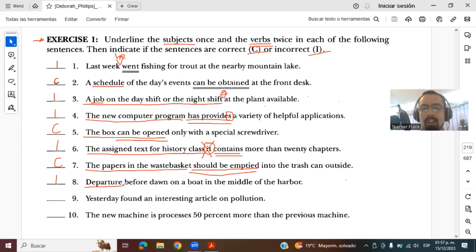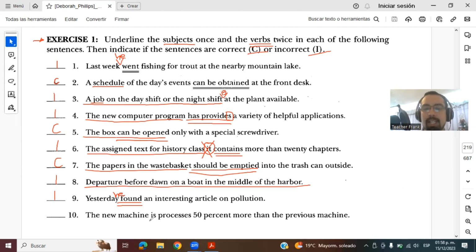We could say maybe departure before dawn on a boat in the middle of the harbor is the subject, but we don't have a verb, right? We don't have departure before dawn on a boat in the middle of the harbor is mandatory, or I don't know, is scheduled, something like that, right? So it's incorrect. Number nine: yesterday found an interesting article on pollution. Found is the verb, but yesterday didn't find something, right? So this is incorrect because we need a subject, right? For example, yesterday he found, or she found, or they found, or something, right? So there's a missing subject, I found.